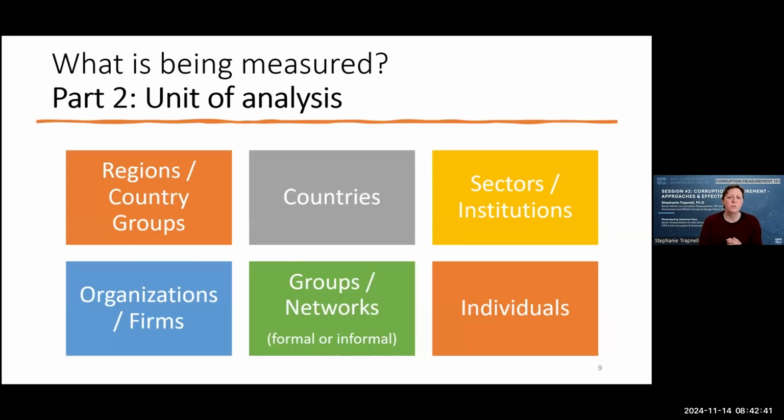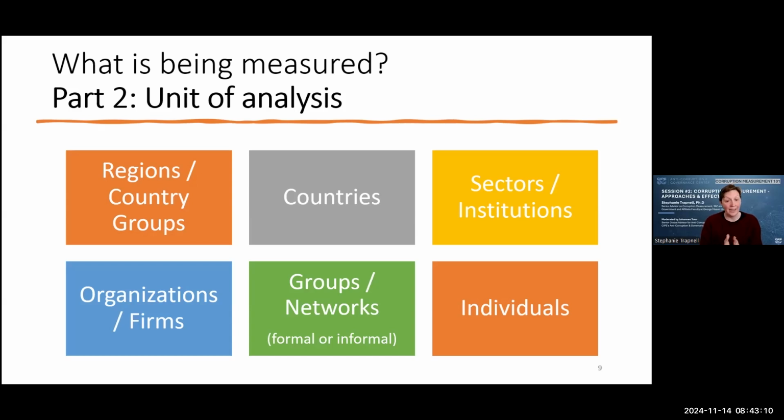So part two of what is being measured, the unit of analysis. The unit of analysis is often what the producers of the data are focused on, but that doesn't mean that it's the only unit that they're collecting data on. So these are the 6 big areas, and in the middle you see countries, and that is usually the focus of most corruption measurement initiatives. Like we have a country score, and we compare countries, and that's what everybody gets really excited about.